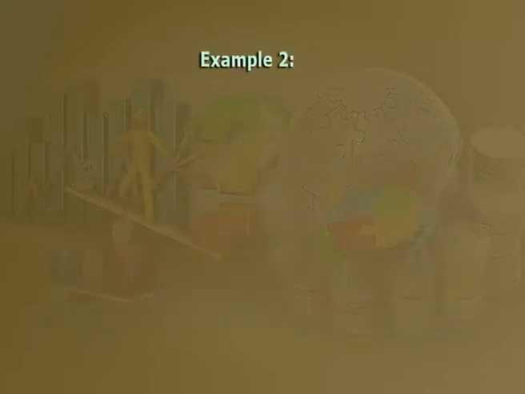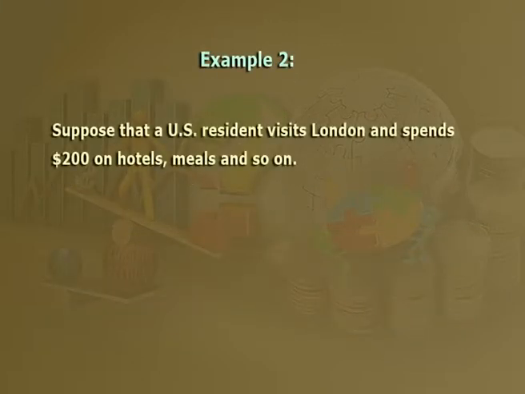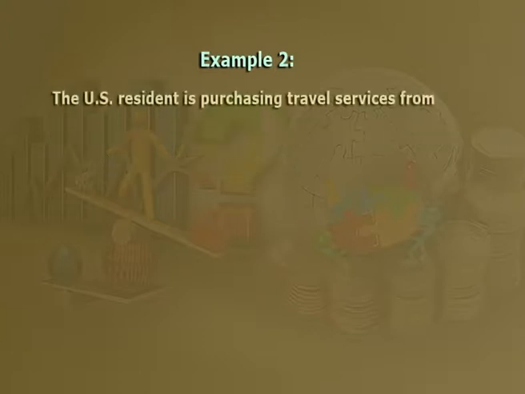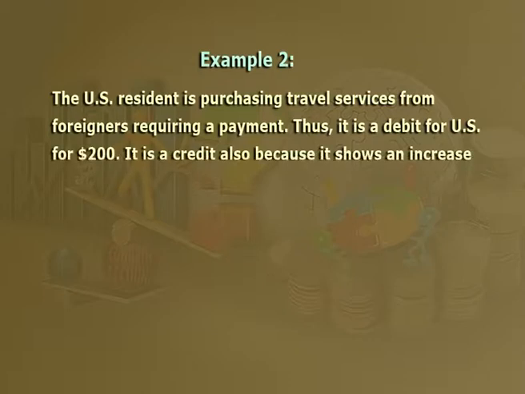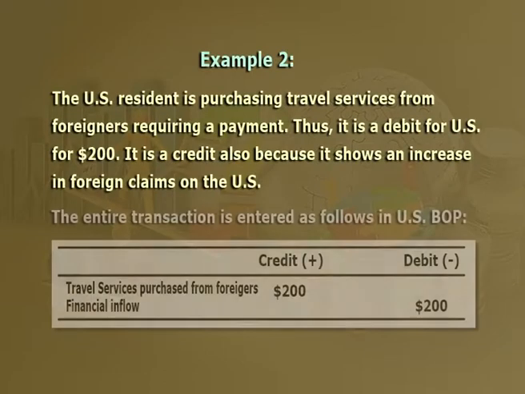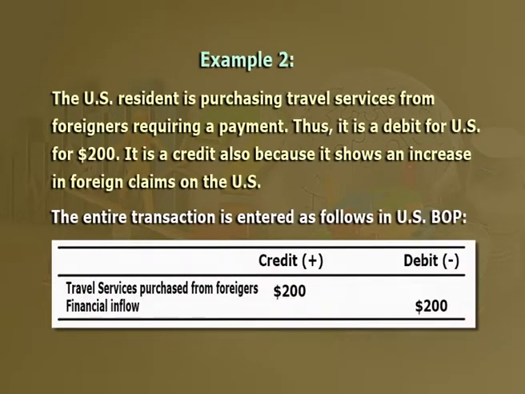Let us now take the second example. Suppose that a US resident visits London and spends $200 on hotels, meals and so on. The US resident is purchasing travel services from foreigners, requiring a payment. Thus, it is a debit for the US of $200. It is a credit also because it shows an increase in foreign claims on the US. The entire transaction is entered as follows in the US balance of payments.